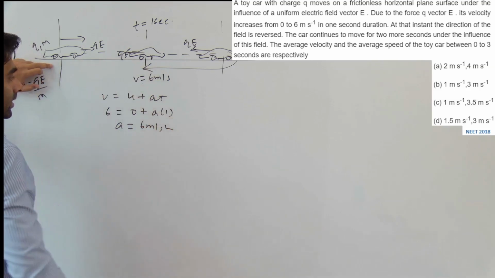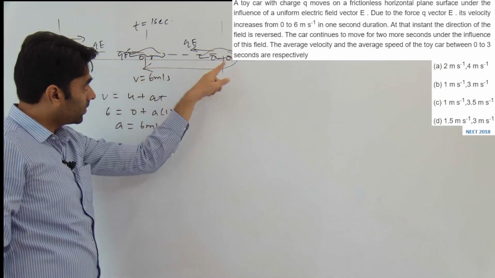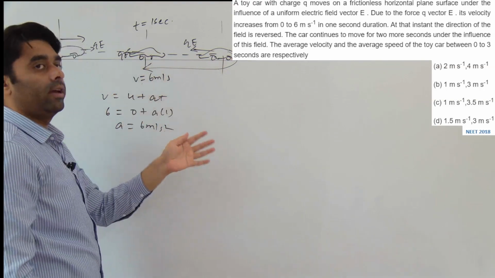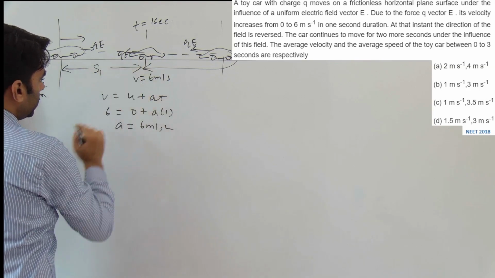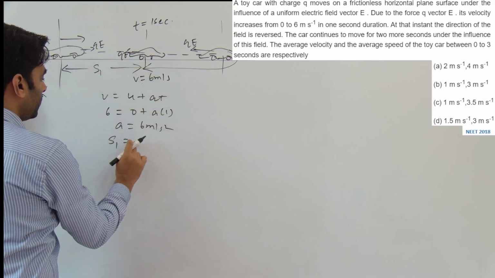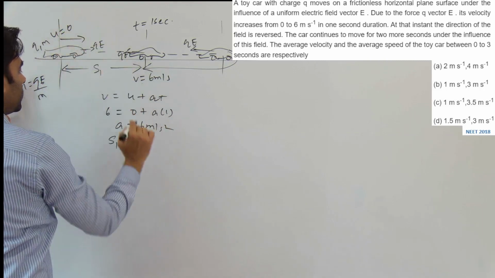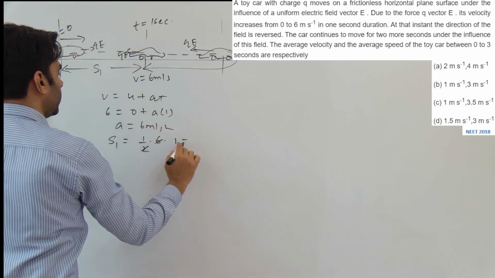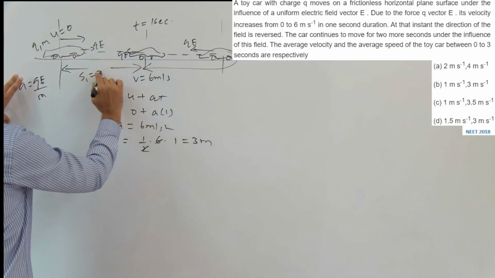In this, acceleration is 6. That implies for the next part of the journey, when it is retarding, your retardation magnitude will be 6 only. So now this is our first part of the journey. If we calculate the distance, S is equal to ut plus half at square. U is 0, it starts from rest. So half a is 6 into t square, which is 1. What are we getting? 3 meter. Well and good. That implies it is accelerating for 3 meter.